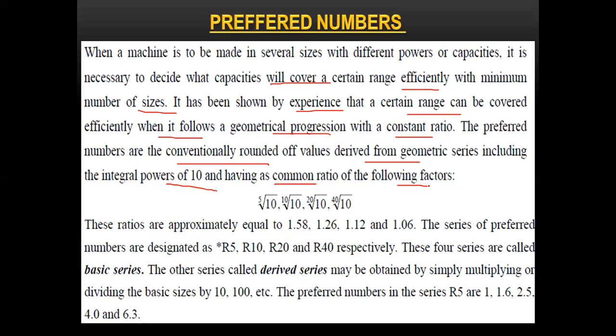Common ratios are these numbers. These ratios are approximately equal to 1.5, 1.26, 1.12, 1.06. The series of preferred numbers are designated as R5, R10, R20 like that. These four series are called basic series. The other series are called derived series, obtained by multiplying and dividing the basic sizes by 10, 100, 1000 like this. So these are nothing but the preferred numbers.